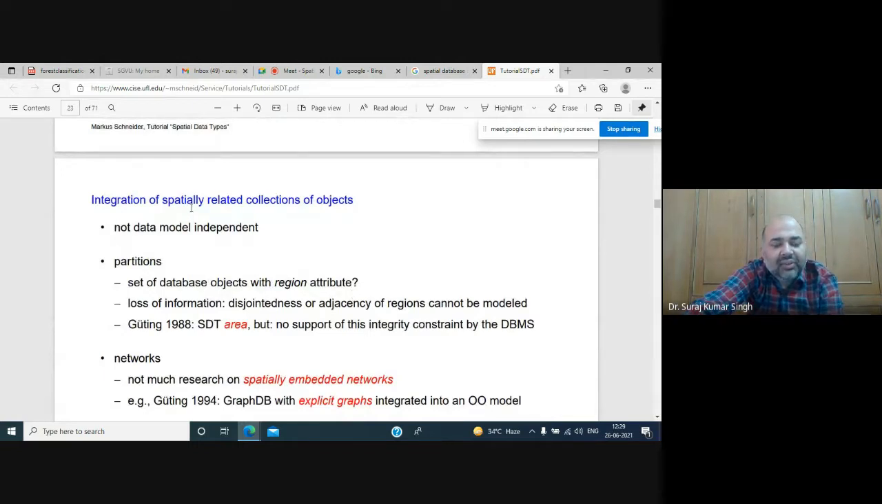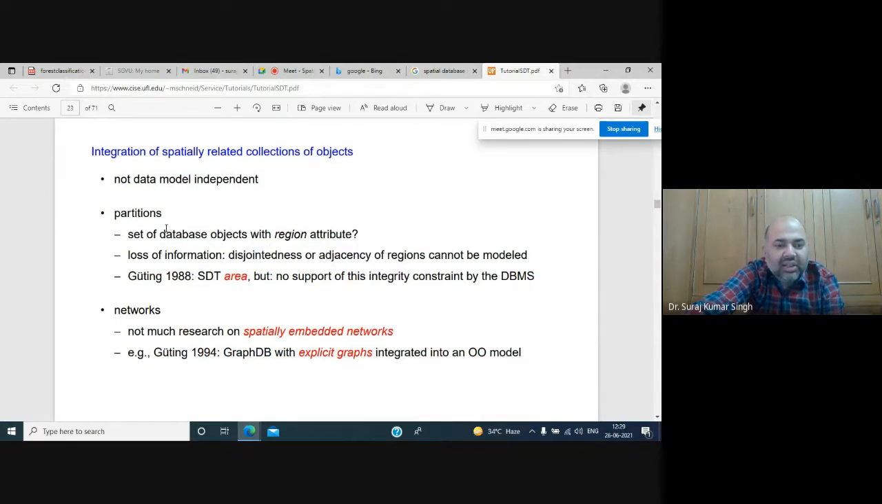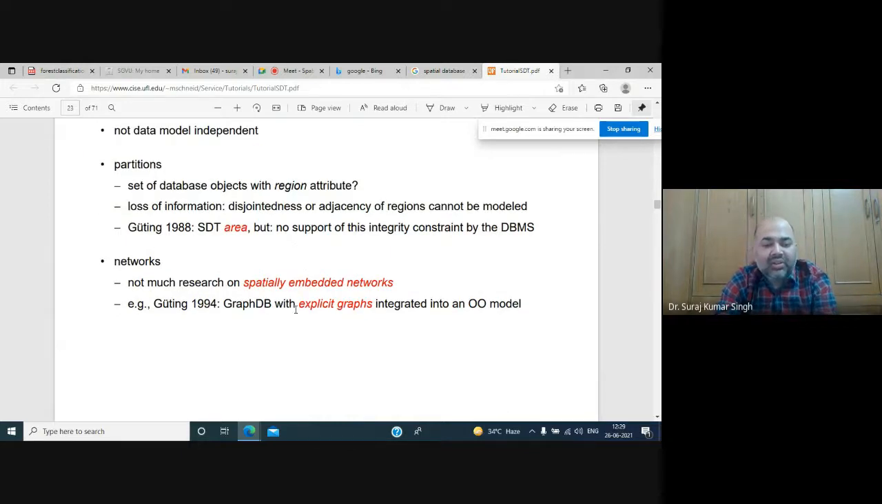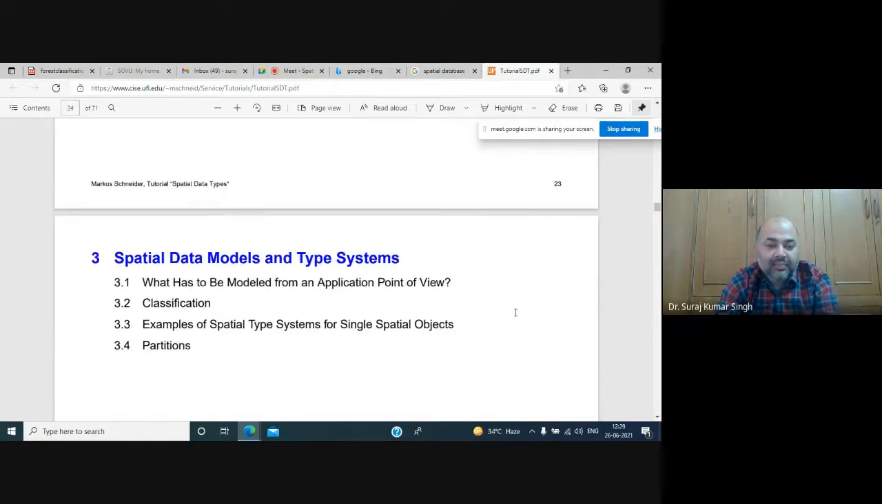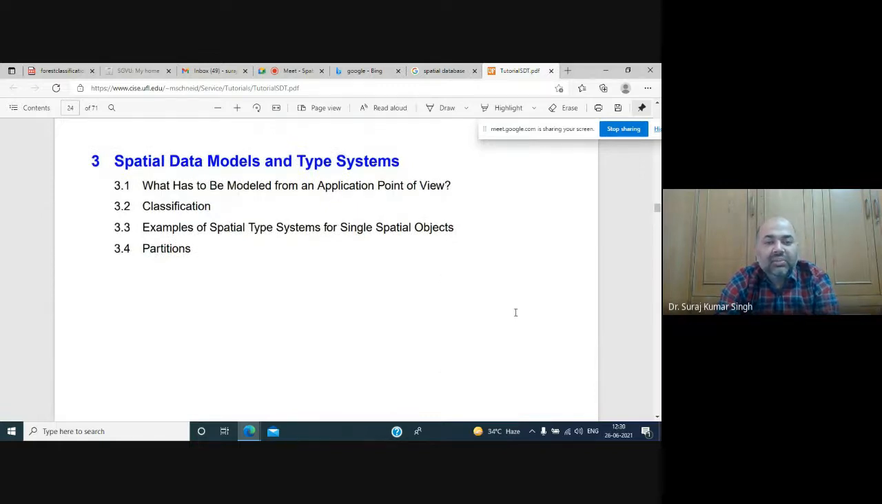Now, integration of spatially related collections of objects. No data model is independent. Partition is done, and for a set of database with region attribute, there is loss of information; disjointness or adequacy of regions cannot be modeled. So there is no support of this integrity constraint by the DBMS. Network: not much research on spatially embedded networks has been done, with graph databases with an explicit graph integrated into the OO model. So what are the different kinds of spatial models?